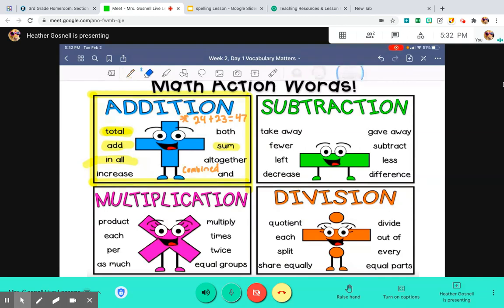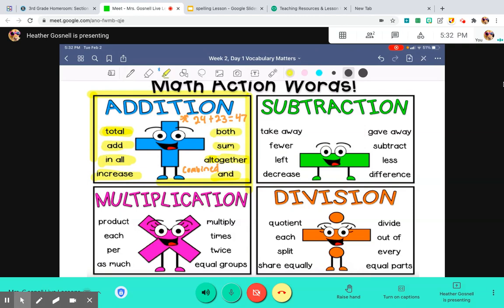Also, some other clue words that you are going to have to add is when you see words like increase. When something needs to be increased. The time was increased or something was increased. All together is another way of saying in all. And sometimes when you're combining something, you might see the word and. Both. They both have. Okay?